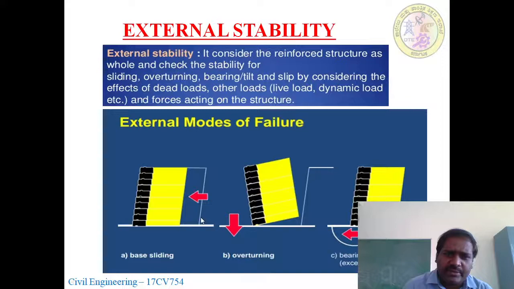The base will slide when you have lateral loads, and we check for overturning when the load is maximum. Bearing capacity is checked when the soil is loose. Excessive stress and settlement will occur where the bearing capacity of the soil is very low.